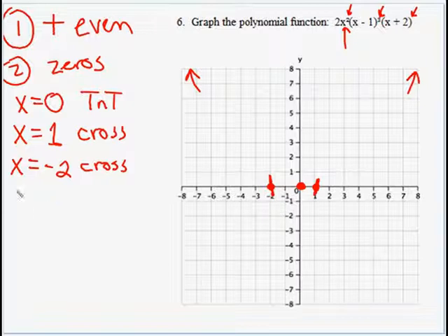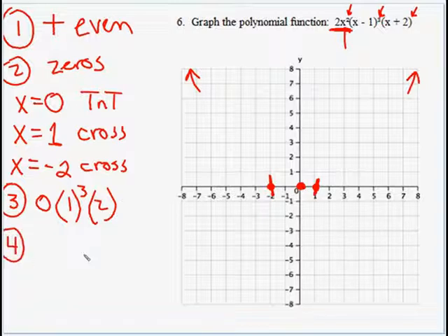What else do we need? 3. We could find the y-intercept. All x's become 0. So that's going to be 2x squared becomes a 0 times, in this parentheses, 0 minus 1 will be 1 cubed. And the last one will be 0 plus 2 is 2 to the first power. The leading 0 wipes it all out. Our y-intercept is, well, I guess, yeah, it should have been obvious. If we're going through the x-axis at the origin, that's our y-intercept also. You can only have one y-intercept in a function.